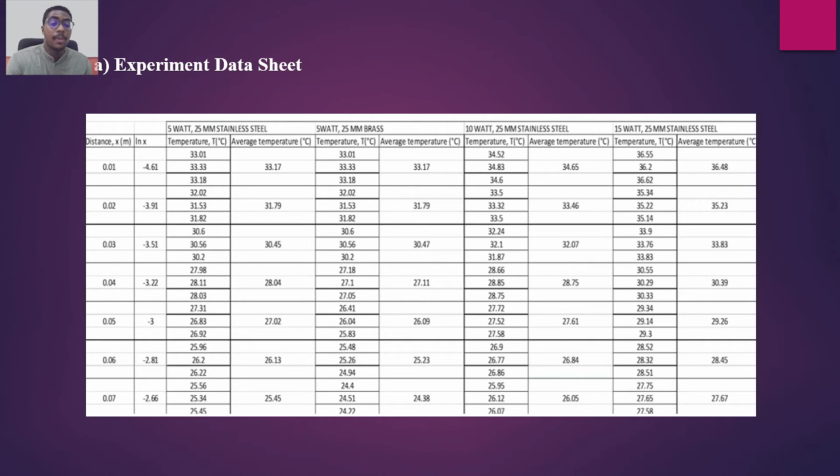My name is Ali bin Hammam, and my part is going to be the results and calculations. So without further ado, let's get straight into it. There are 3 sub-points in the section: experiment data sheet, relationship between temperature and distance, and relationship between temperature and ln x.